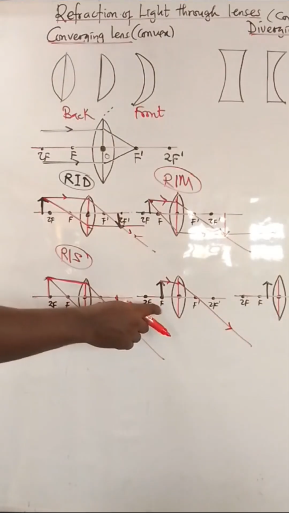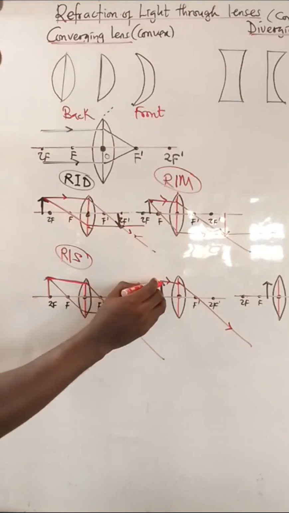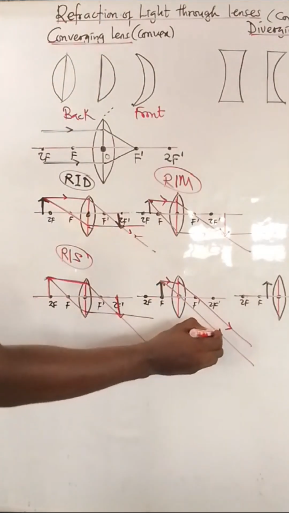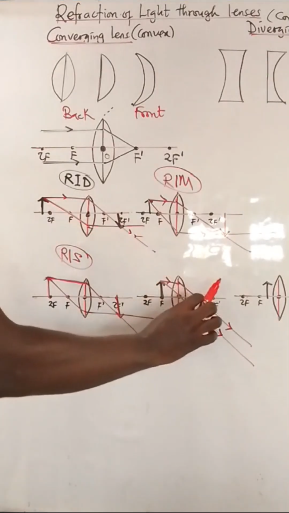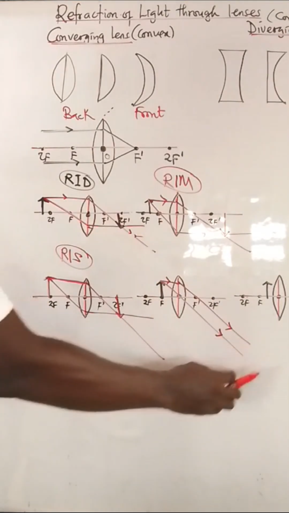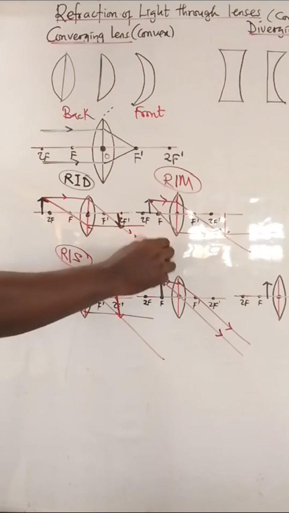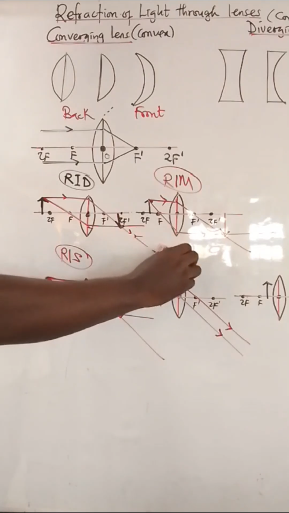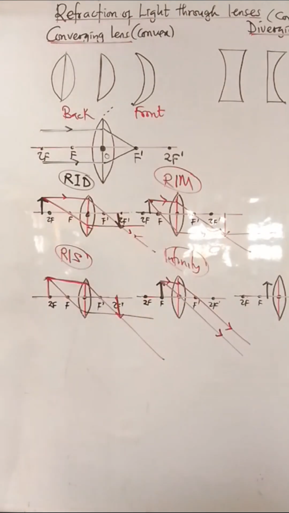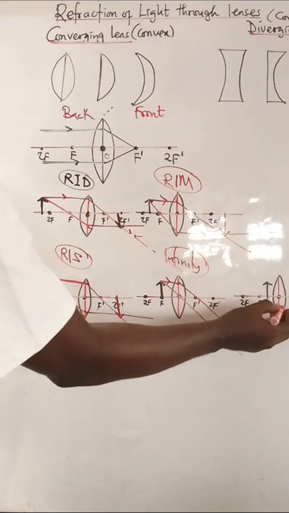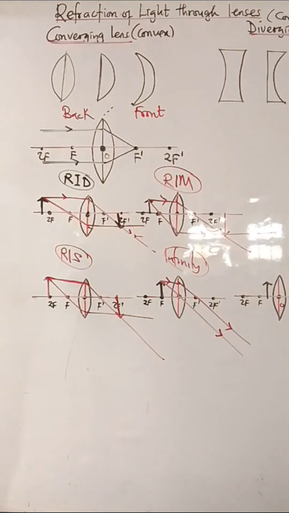Now the second ray cannot pass through F, so we now use the center. Any ray that passes through the center is refracted undeviated. As you can see, these two rays are parallel to each other. Since they are parallel, the image will be formed at where? At infinity. Same pattern. Now, the last one, when the object is placed between F and the optical center, what will be its characteristics?